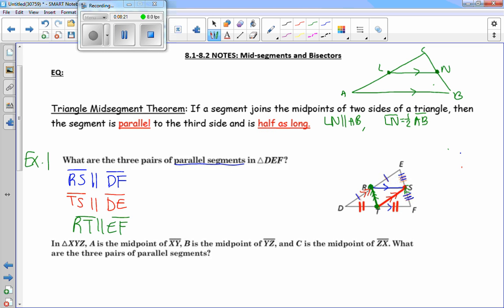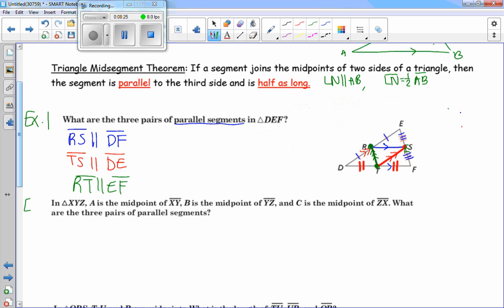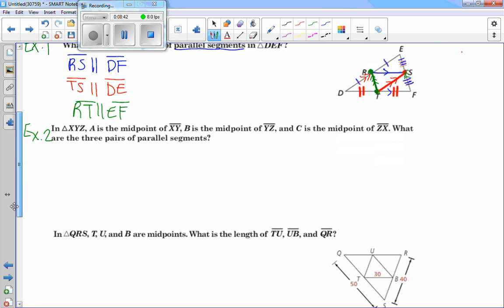Okay, and the next problem, example 2, down below. Again, it wants the three pairs of parallel segments. Triangle XYZ. Anyone see the triangle? So what can we do to help us figure out? Maybe draw it and label XYZ. You can draw any triangle you want, just change things up. I'm going to draw a different triangle, same kind. Anyway, X, Y, Z.